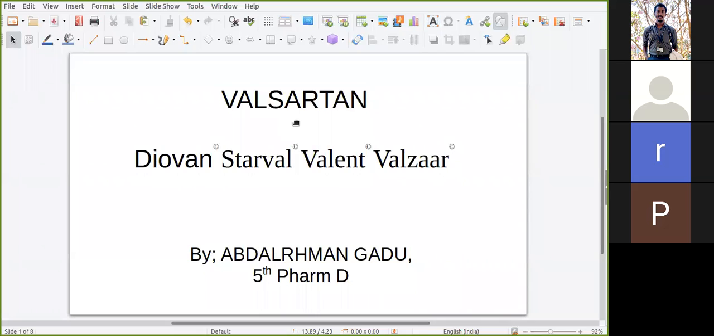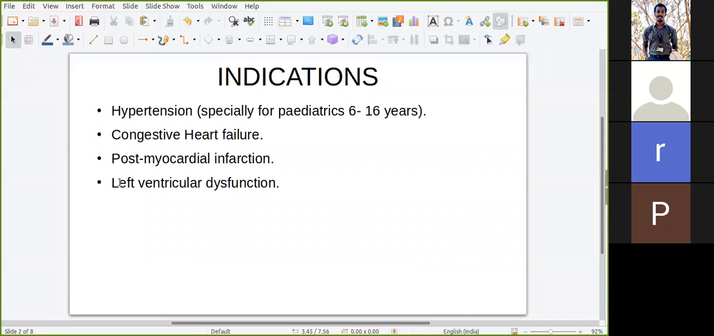Okay. So these are the brand names: Divan, Starval, Valent, and Valzar. These are the most commonly used brands of Valsartan. It's mainly indicated for hypertension, especially pediatric hypertension, like for children from 6 to 16 years. And it's also for congestive heart failure, post-myocardial infarction, and left ventricle dysfunction.